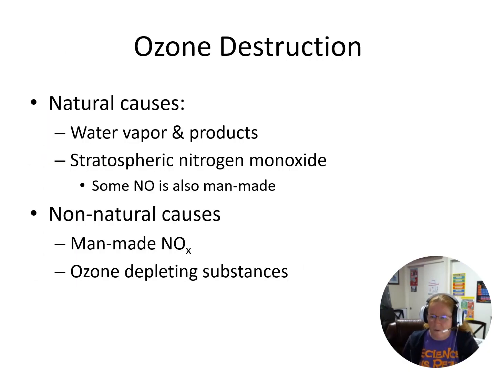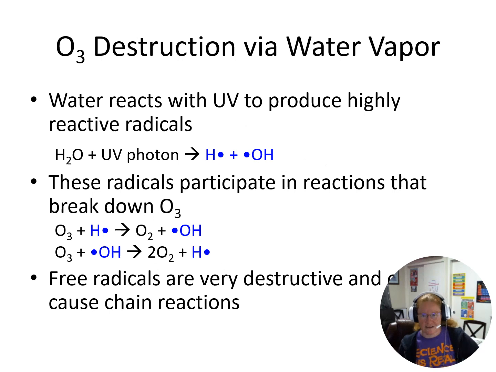All right, so how is it being destroyed? So there's water vapor and the products from that. There's nitrogen monoxide that's in the stratosphere. And then some of that nitrogen monoxide is also man-made. And then we have our non-natural causes, our man-made NOx compounds, so nitrogen with various different numbers of oxygens, and then a whole bunch of different ozone-depleting substances.